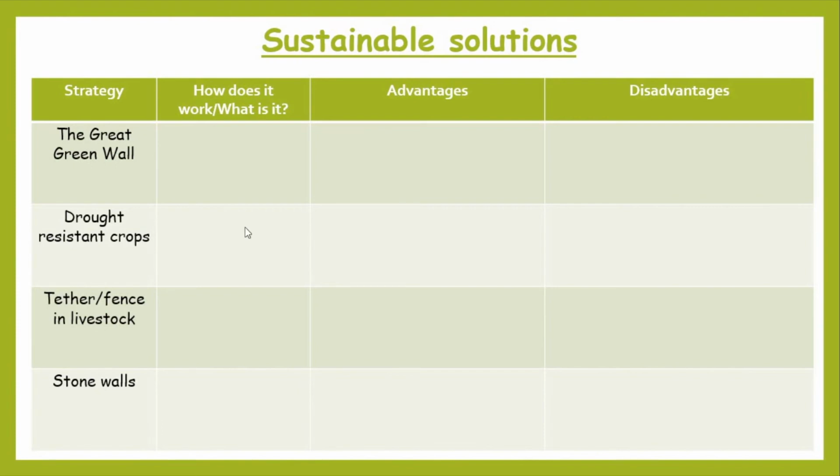So for example, I'm going to show you the Great Green Wall first. An advantage would be more vegetation equals more transpiration, so it's fine to use equal signs and dashes and stuff. Pause the video here a minute, turn a page sideways, set out this table.